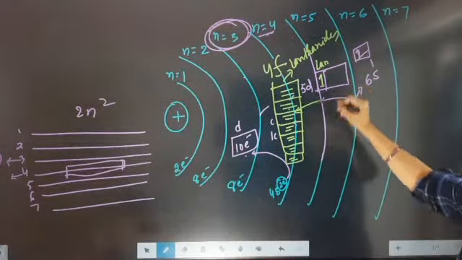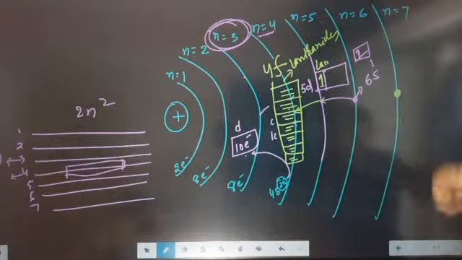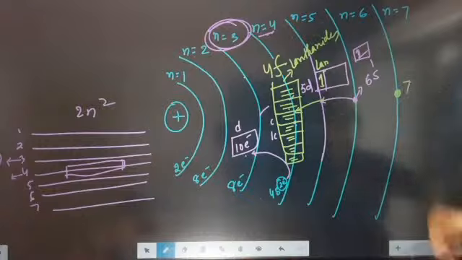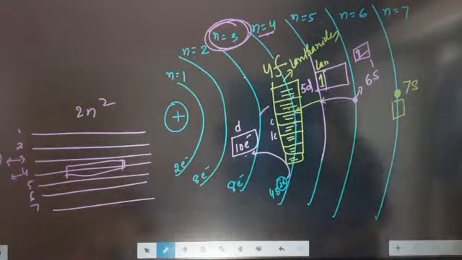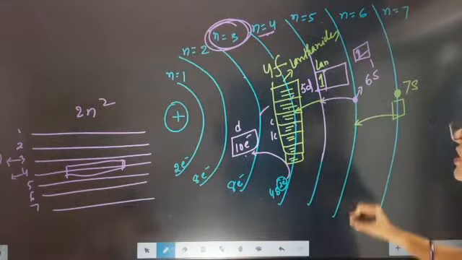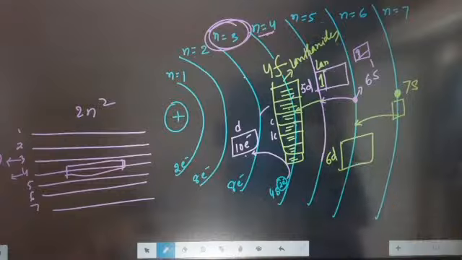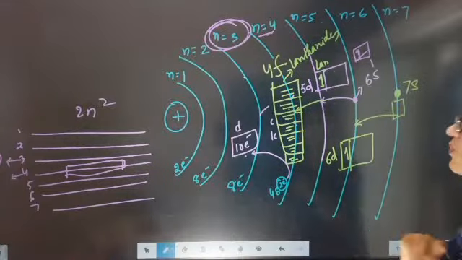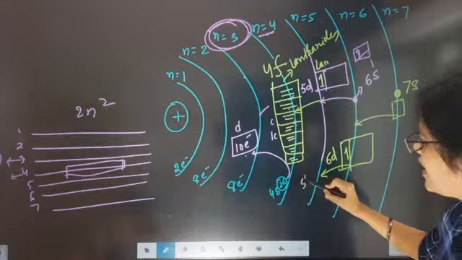Then after fulfilling, we went to this and filled an electron. Then we went to the 7th orbit. In the 7th orbit again we did the same thing. First we filled 2 electrons in 7s, and then we jumped to the 6th orbit. There we were supposed to fill 6d, a total of 10 electrons, but we didn't fill 10 electrons, only 1 electron we have filled, and then we jumped to 5f.